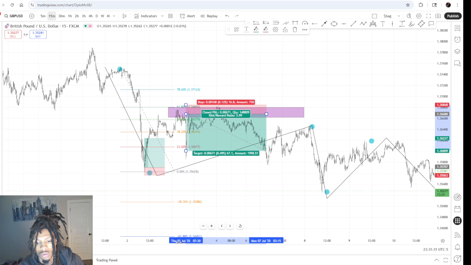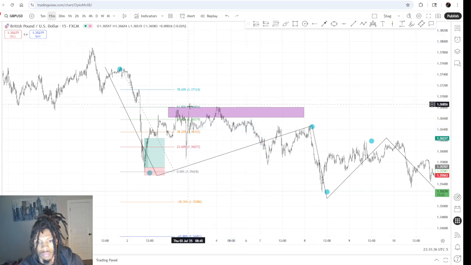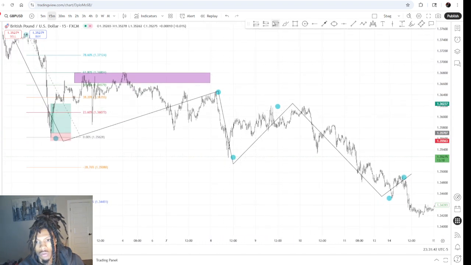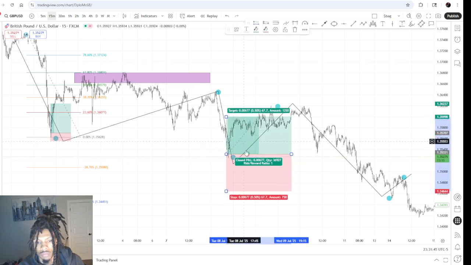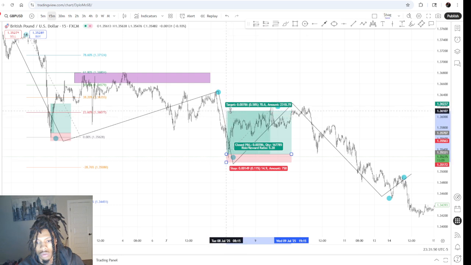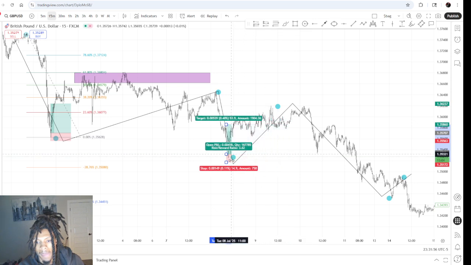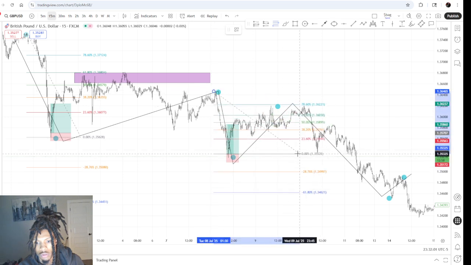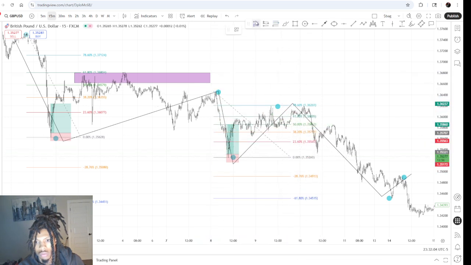From 3rd to the 7th, so 4 days. Over here, buy, broke the low, so you know we gotta retrace. 14, 3. Or you could have held up, retraced. Boom, 78.